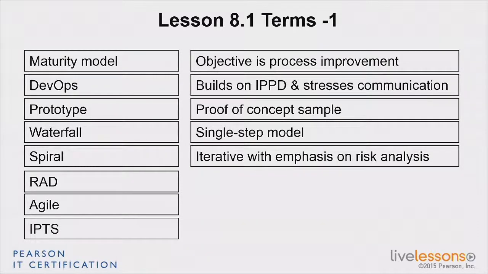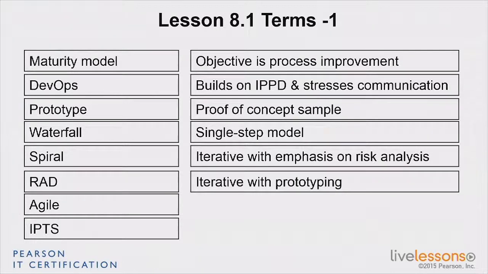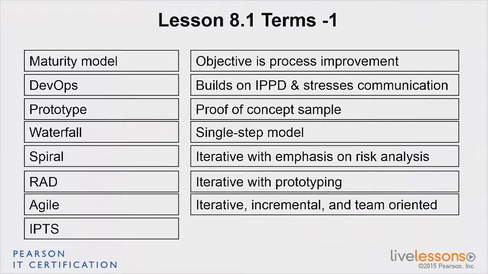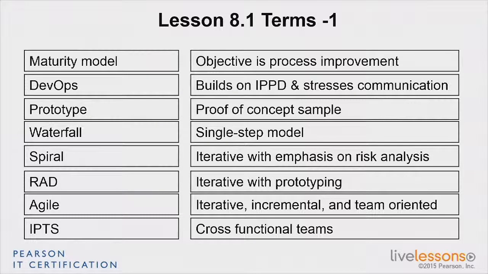Spiral was an iterative model with emphasis on doing risk analysis. RAD is iterative with prototyping. Agile used iterative, incremental, and it was very team-oriented. Remember that we combine Agile and IPPD, and that's how we get our DevOps. And IPTs were cross-functional teams. It's a lot here. You may want to go back to the lesson if this is an area that you're unfamiliar with. But before you do so, let's go into our second group of Match the Meaning.